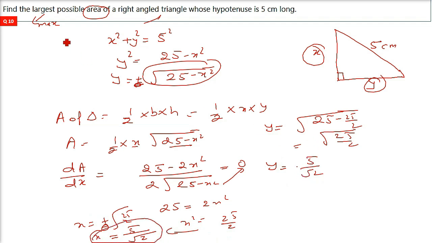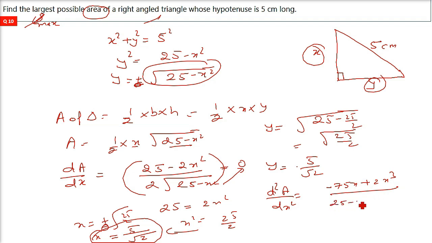And there is one more thing which we need to check in order to complete this question, which is the largest possible area or the maximum. That can be done using the differentiation again. So I am doing the double differentiation here. This double differentiation simply means 25 minus 2x square by twice of under root 25 minus x square, again differentiating this one. I am writing the final differentiation here: minus 75x plus 2x cube divided by 25 minus x square under root 25 minus x square.